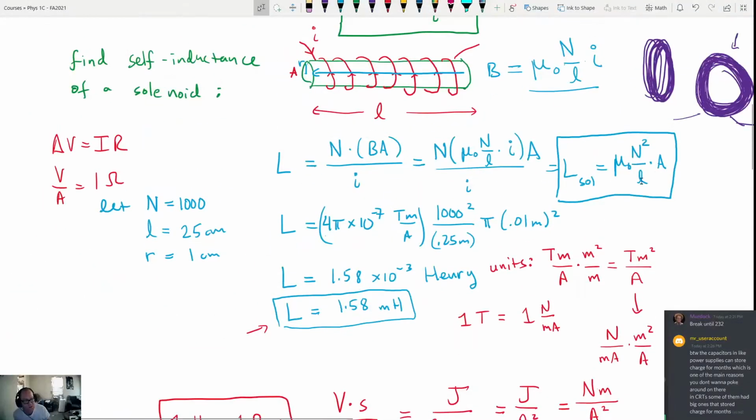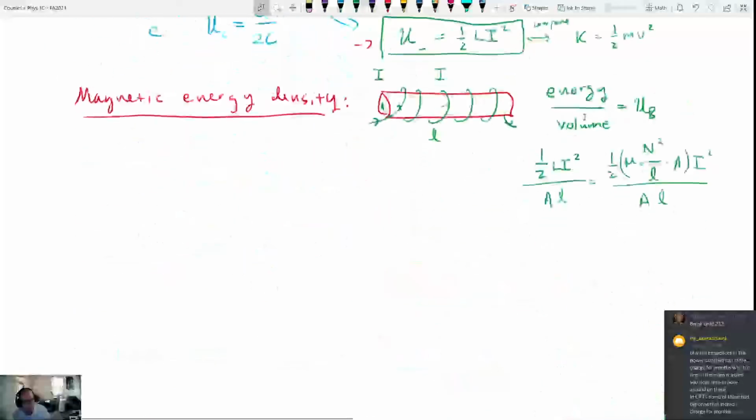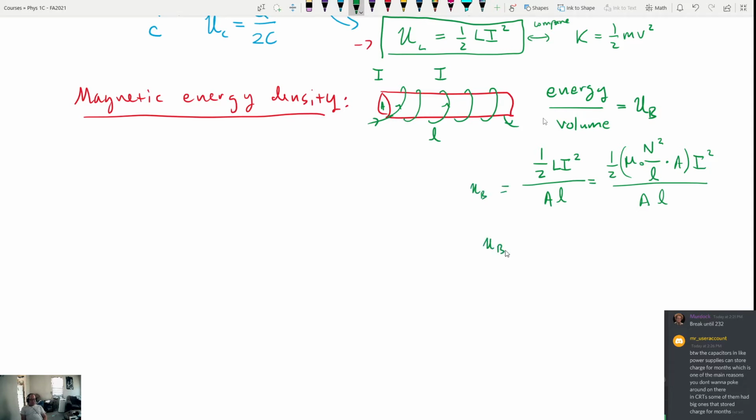Mu naught N squared over L times A. So we're just plugging in for the inductance here. And now we can simplify some things. So what we end up getting is our energy density, UB, is now equal to, looks like this one cancels out with this one. And that looks to be the only thing that cancels out to me.